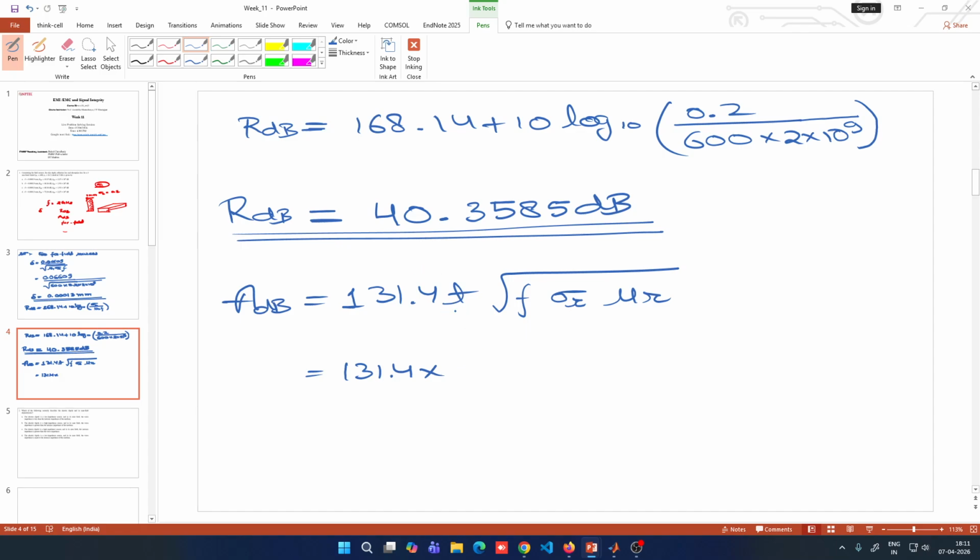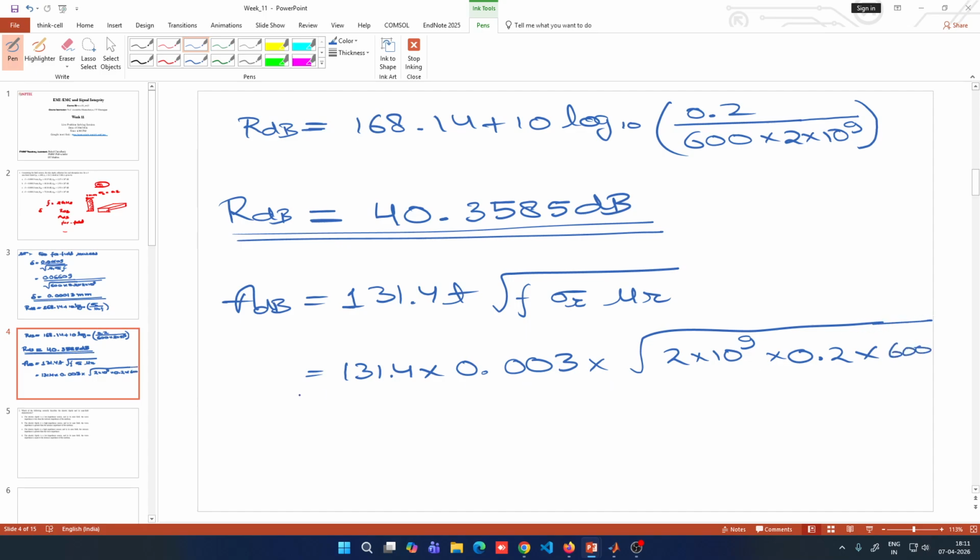So now when we substitute this 131.4 into, so it's in millimeters, so we have to write it in meters, 0.003. The thickness is 3 mm into frequency, which is 2 into 10 to the power 9, 2 gigahertz, into sigma r is 0.2 and mu r is 600. So when we solve it, we will get 1.93 into 10 to the power 5 decibels.